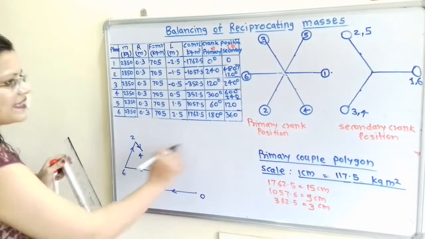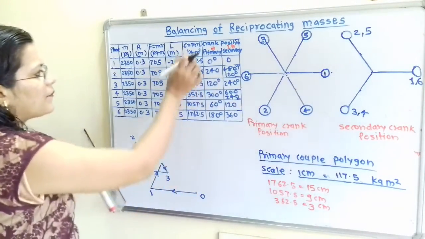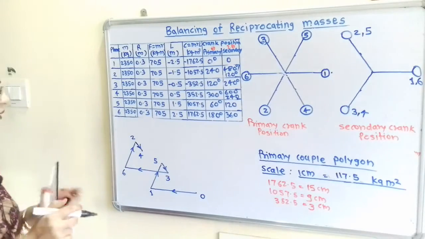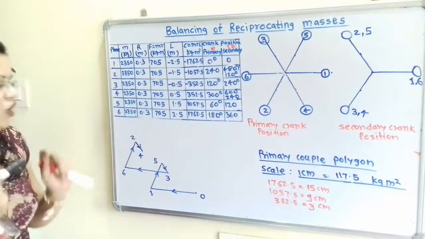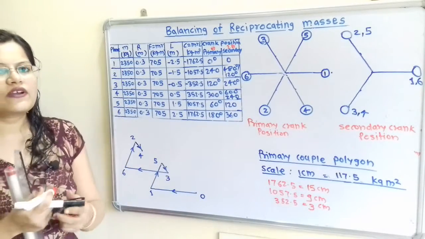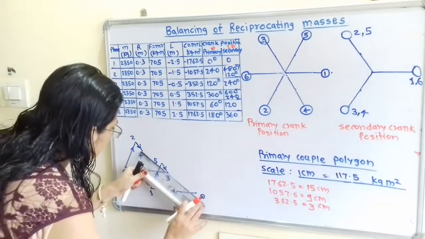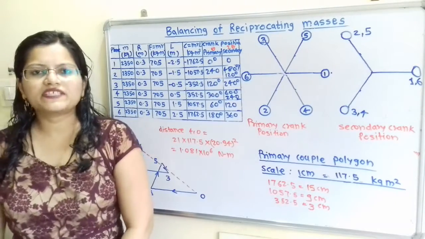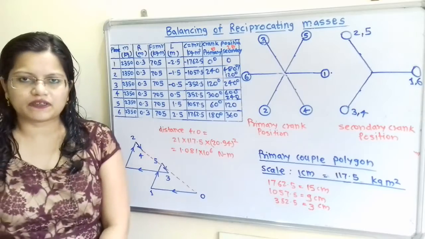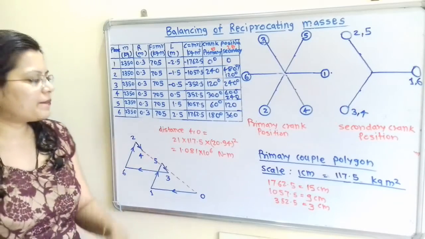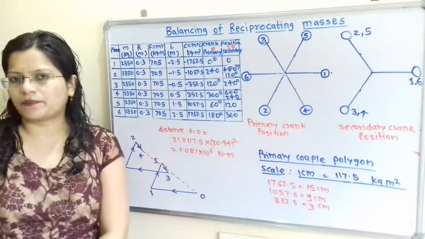Now this is the diagram according to the primary crank position and the magnitude. Now if we observe, this primary couple polygon is not getting closed. So we will close this. Now if we measure the distance between this 4 to O, it is 21 centimeter. So how to calculate the primary unbalanced couple?